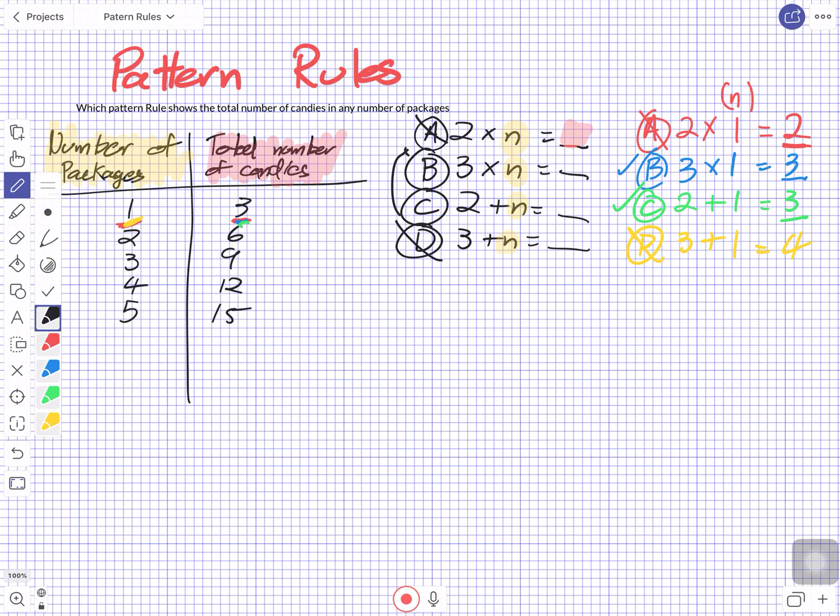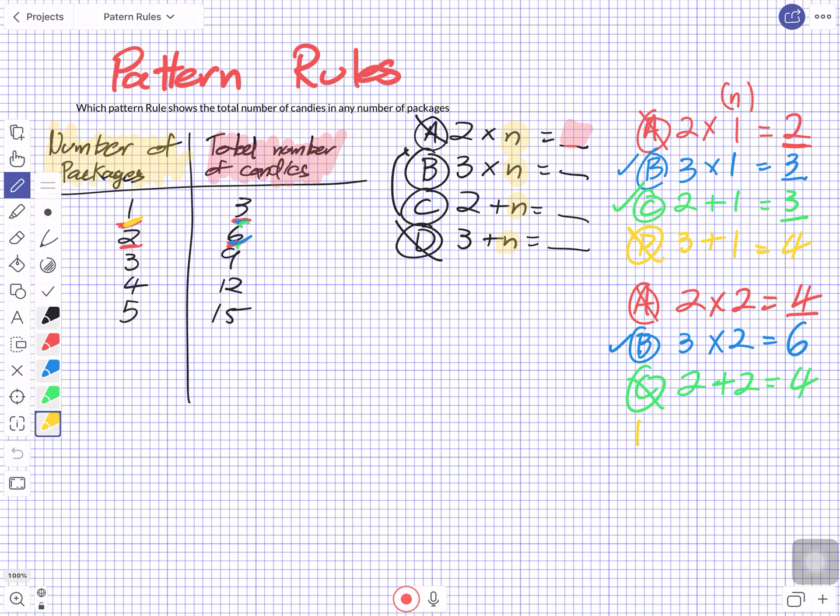So let's go to the second package, okay? So the second package here, N is going to be 2. So I'll do A. 2 times 2 is equal to what? 4. Yep. Is that our answer? No. So A doesn't work again. We're really getting a feel that A is definitely a wrong answer, right? B. 3 times 2, the second package. Does that work? 6, right? That's the answer. Great. That's working. C is 2 plus 2. That becomes 4. That's not the answer, so C is no good.